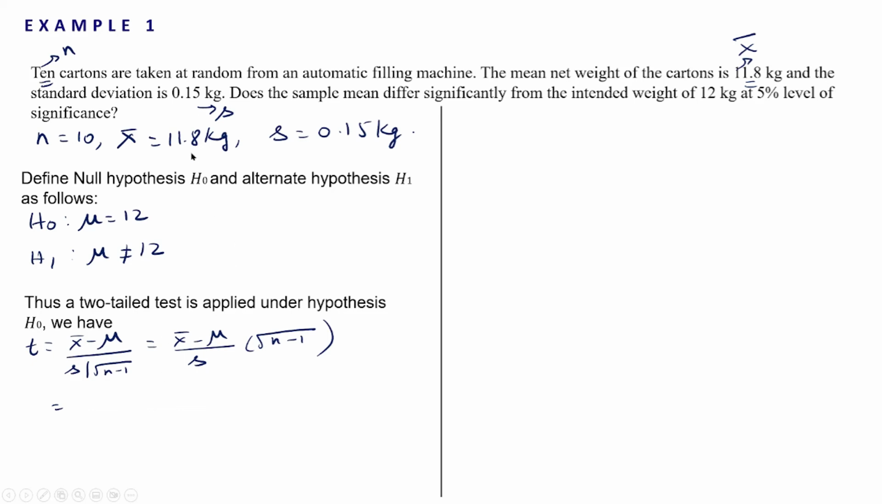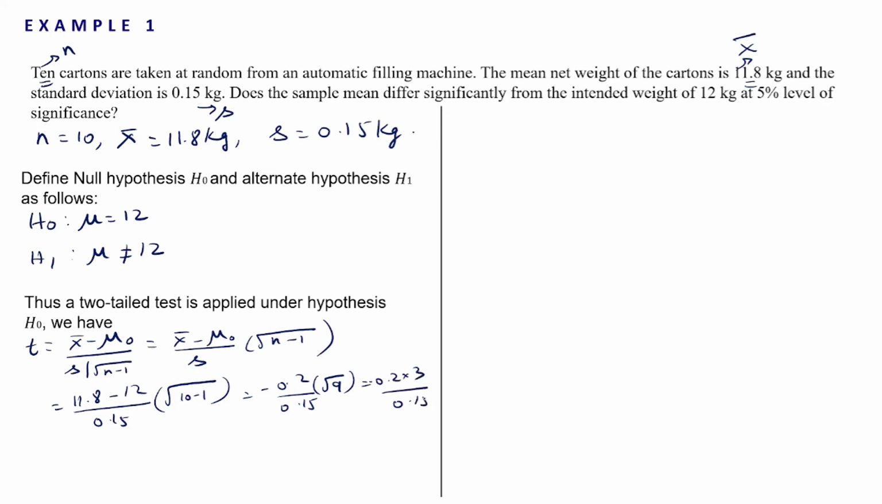Here x bar is 11.8, so x bar minus mu naught; we can write mu naught or mu, there is nothing wrong. It is 11.8 minus 12 upon s, which is 0.15, into root of 10 minus 1. So it is negative 0.2 upon 0.15 into root 9. So it is negative 0.2 into 3 by 0.15, which is equal to negative 4. So the calculated value of this test statistic t is negative 4.